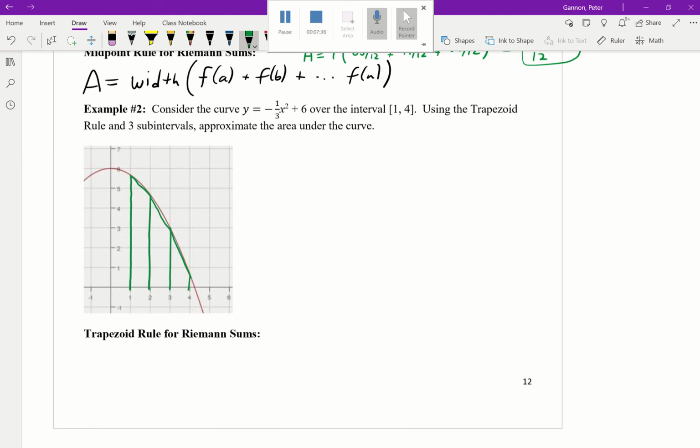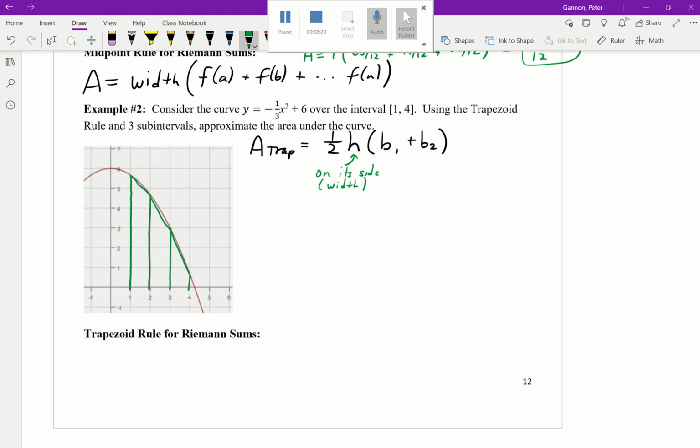Well, to do this, we need to make sure we understand the formula for the area of a trapezoid. The area of a trapezoid is 1/2 the height times the sum of the bases, so base 1 plus base 2. All right? One thing that's going to be important for us to understand is that when we're applying it to Riemann sums, the height is going to be on its side, which is going to be the width of our interval. So the width of our interval is going to end up representing the height of that trapezoid.